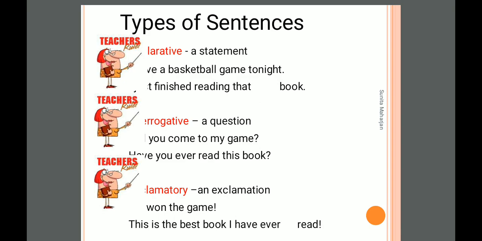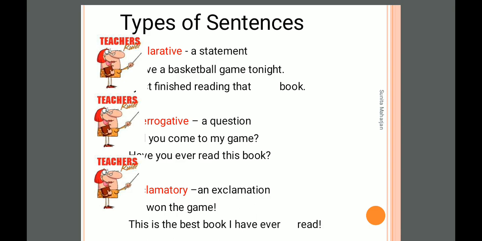For example, I have a basketball game tonight. So you can see the sentence ends with a full stop. I just finished reading that book. Here also the sentence ends with a full stop. Secondly, interrogative. Interrogative is a question form of sentence.